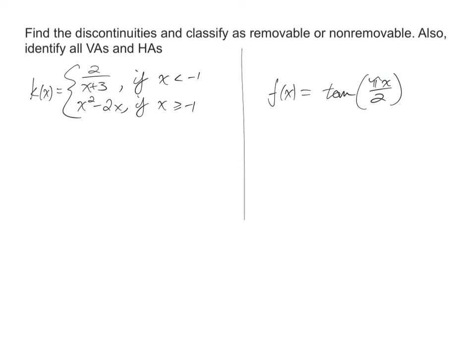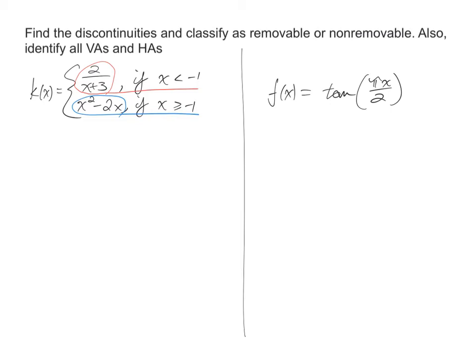On this page, we will be following the exact same directions to look at these two functions. We're trying to find all discontinuities and classify them, also finding all vertical and horizontal asymptotes. So in this first example on the left, we have two functions here. We have 2 over x plus 3 if x is less than -1, and x squared minus 2x if x is greater than or equal to -1.